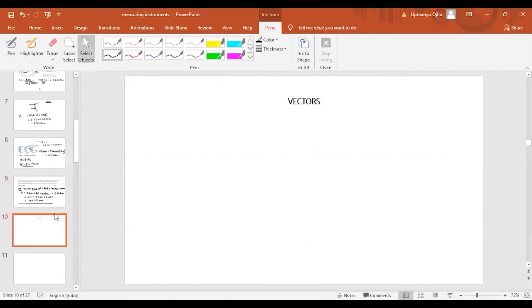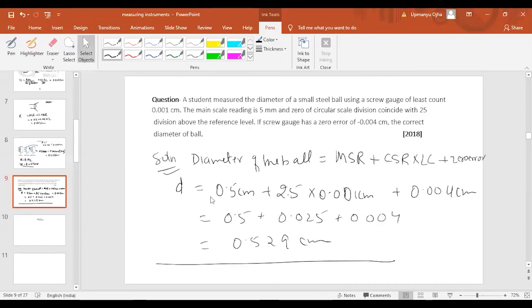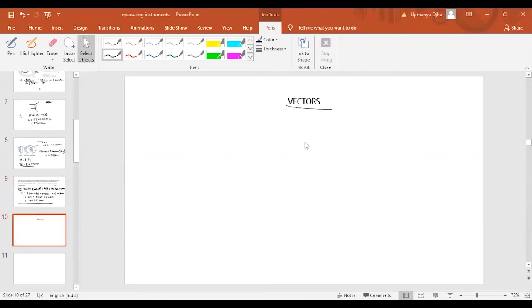Now next is vectors. Vectors is very important because problems are directly asked from vectors. It will be useful in other topics also. If you have any doubt, you can ask me. 5.29 millimeter, that is also correct. No problem. Now, next is errors. Okay, vectors.